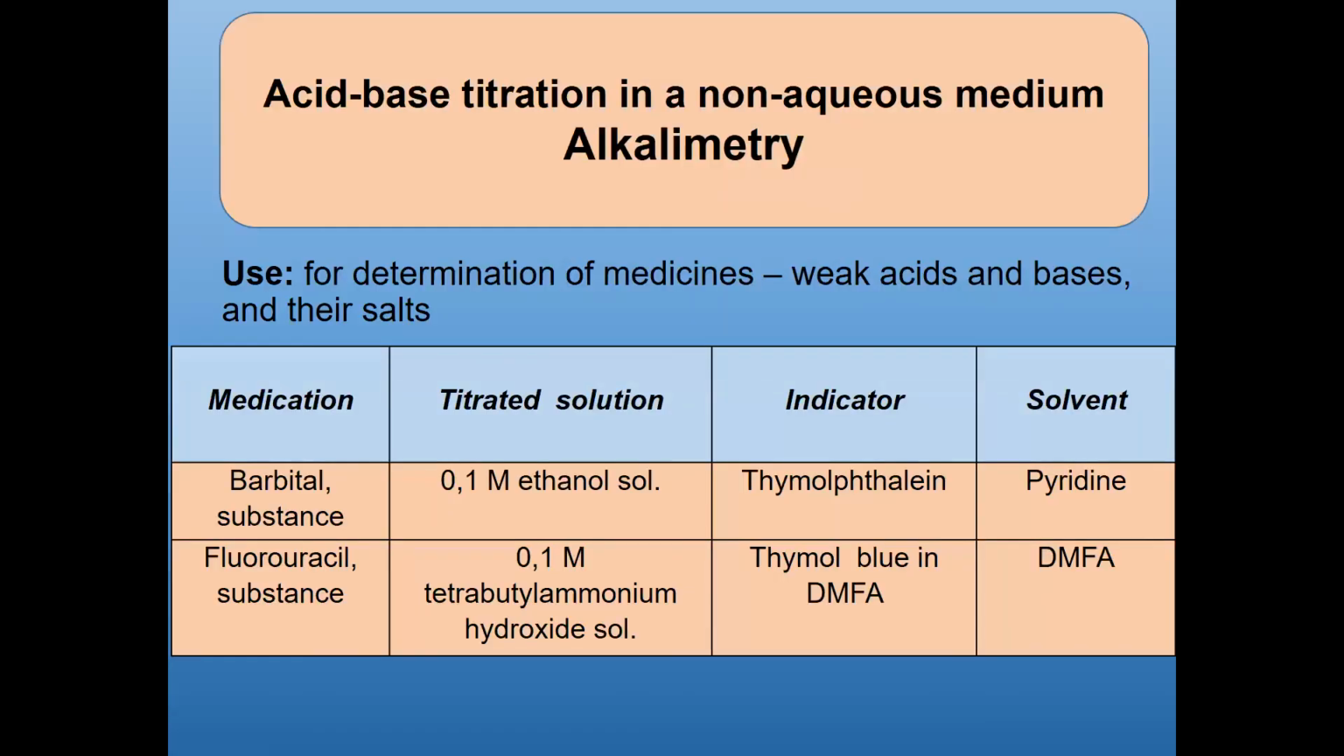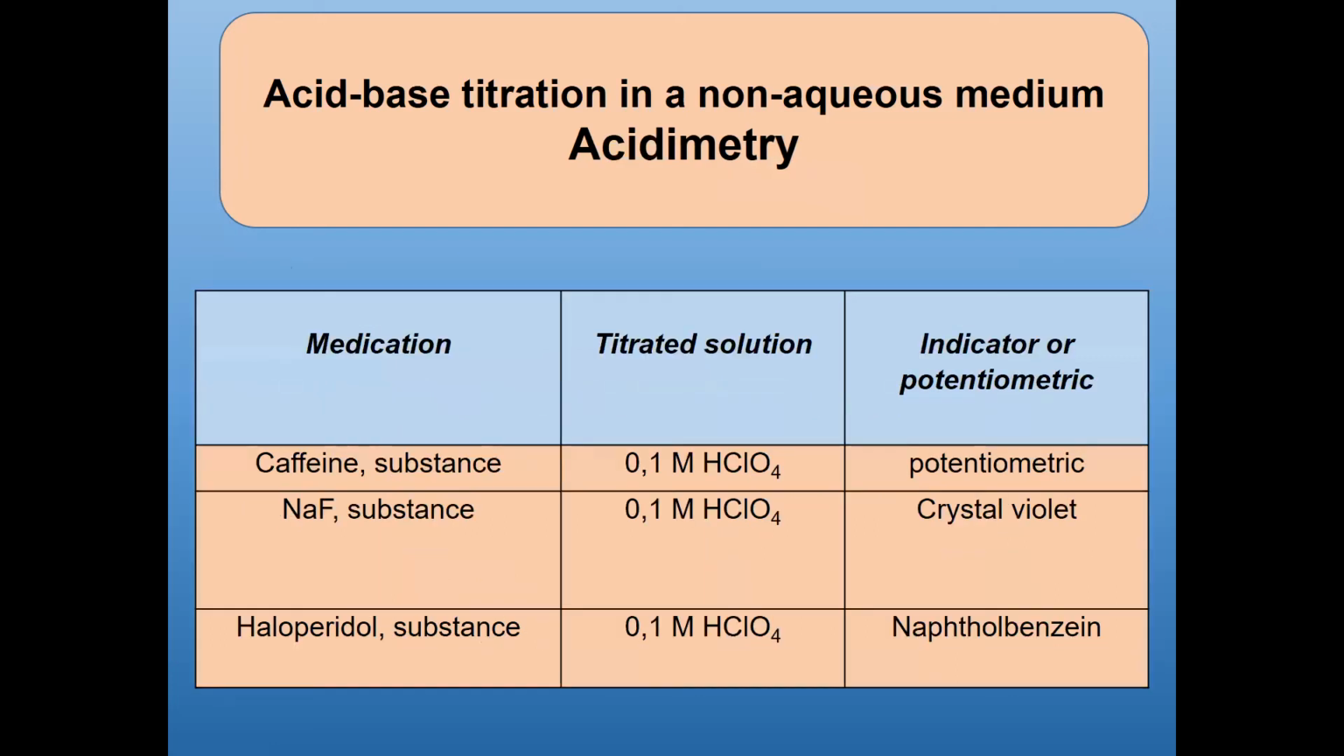Acid-base titration in a non-aqueous medium. Alkalimetry is used for determination of medicines, weak acids and bases, and their salts. This titration method is used to quantify barbital, fluorouracil. Acid-base titration in a non-aqueous medium, acidimetry: this method is used to quantify caffeine, haloperidol, and others.